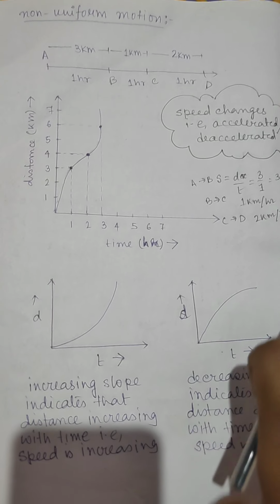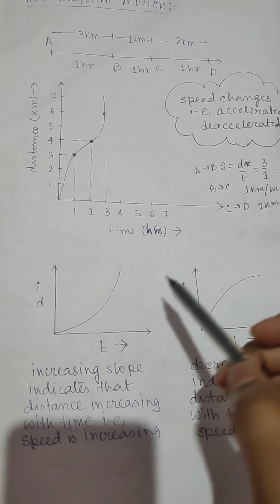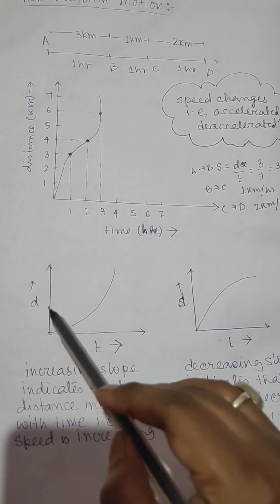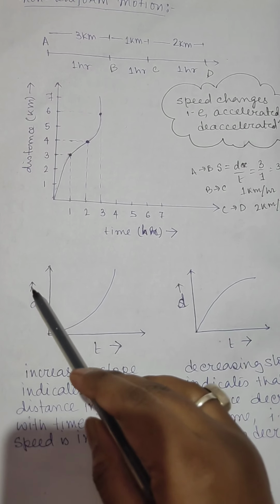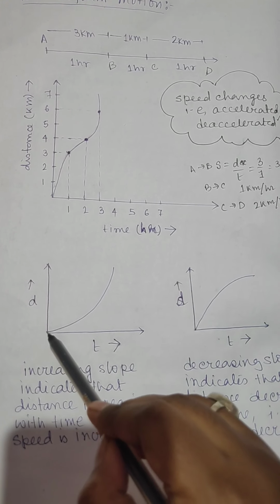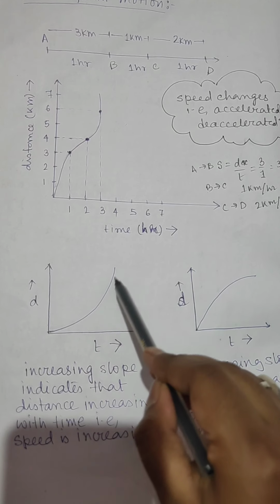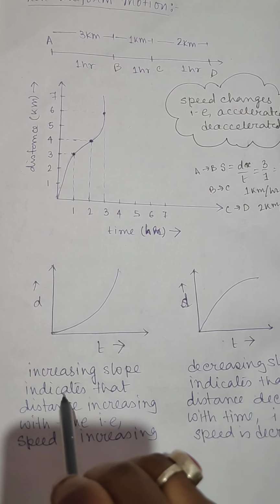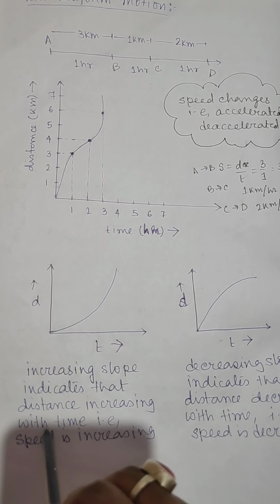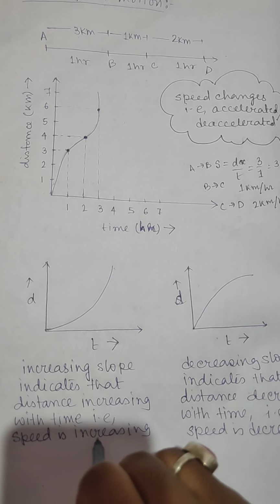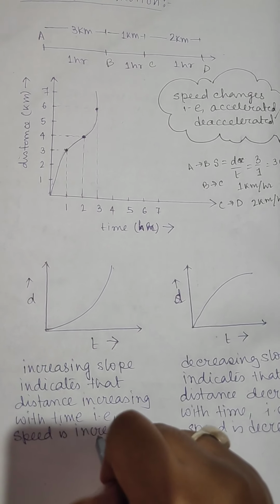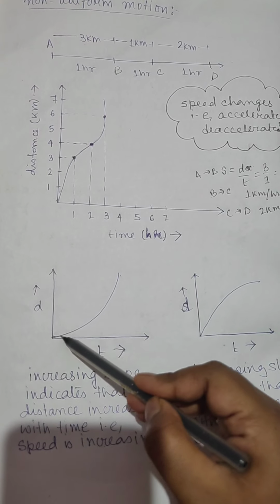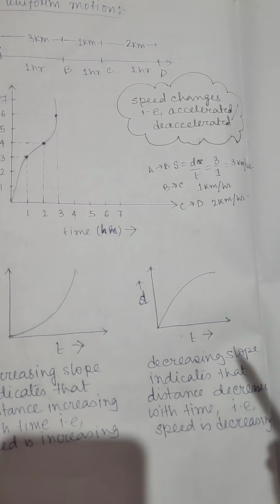It keeps on changing. Now let's see a simpler graphical representation. Distance is on the y-axis, time is on the x-axis. This is an upward curve, and an increasing slope indicates that distance increases with time, that is, speed increases. So when we say that speed is increasing, what we have to draw is an upward slope.